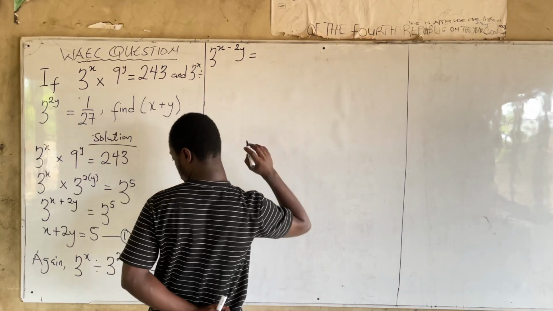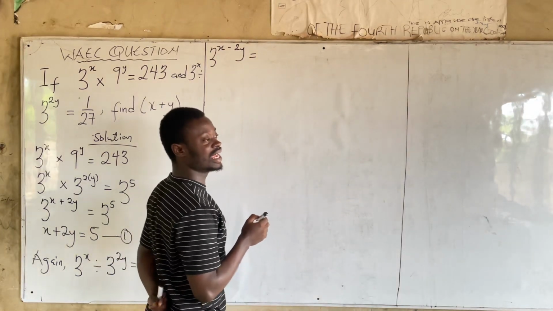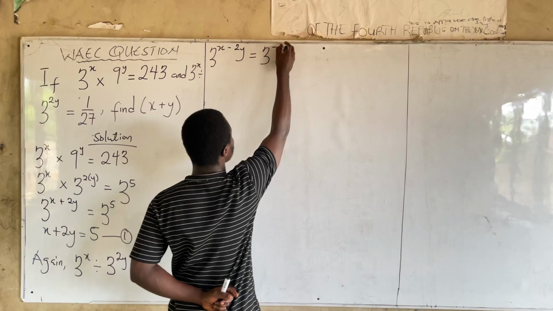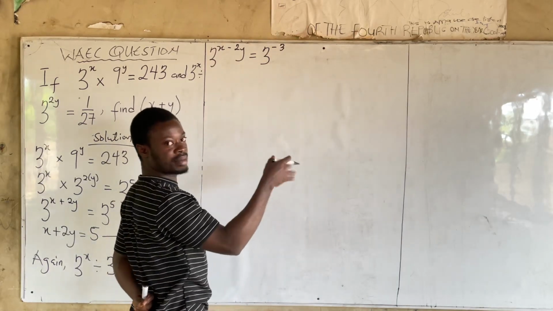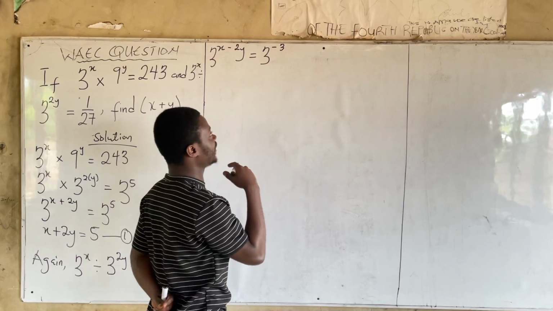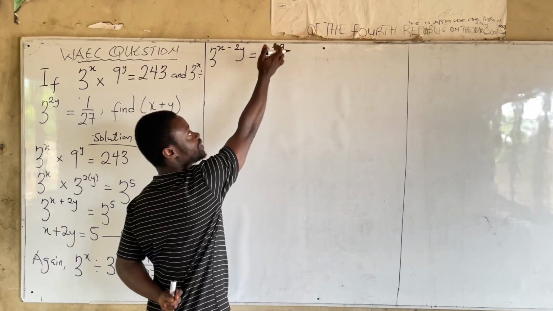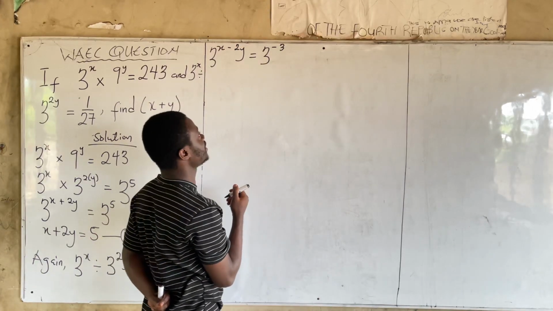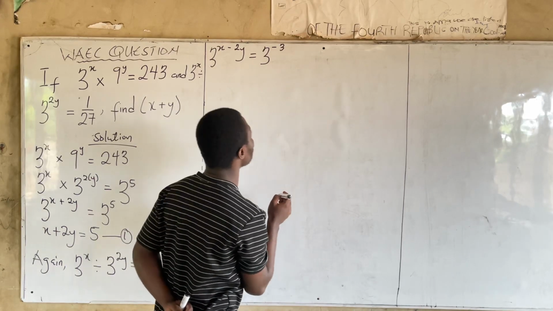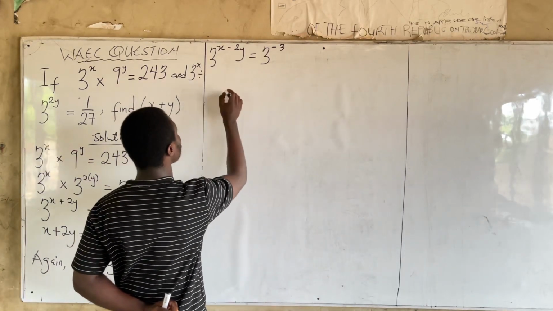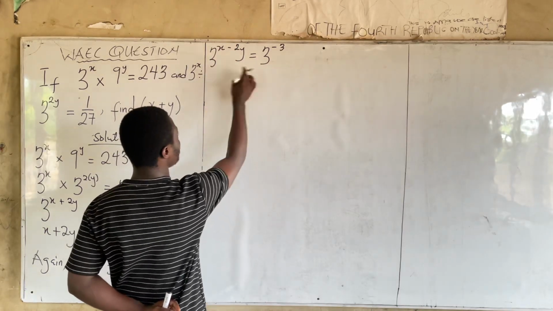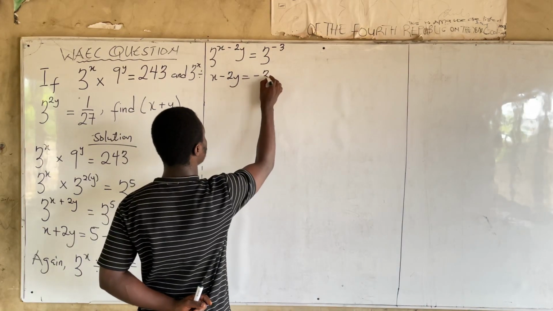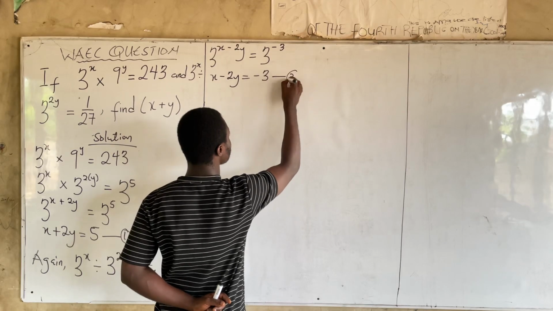to be equal to 1 out of 27, which in indices we can write as 3 to the power minus 3, because 3 times 3 times 3 gives us 27, and when it flips, the power becomes negative. So 3 to the power minus 3 is the same as 1 out of 27. Now let's equate the exponents since the bases are the same, and say x minus 2y equals minus 3. So this gives us equation 2.